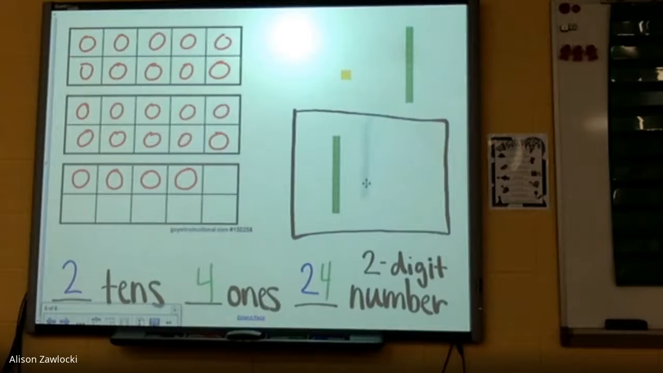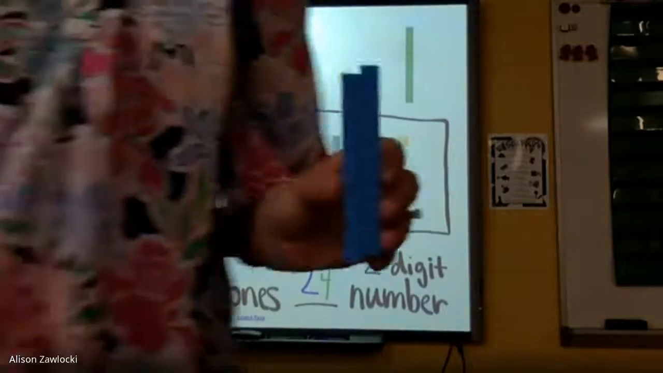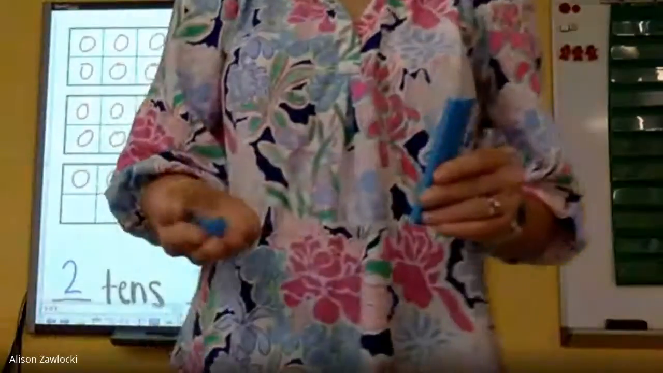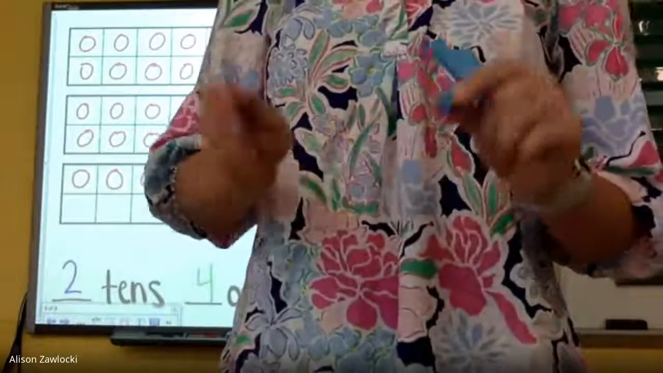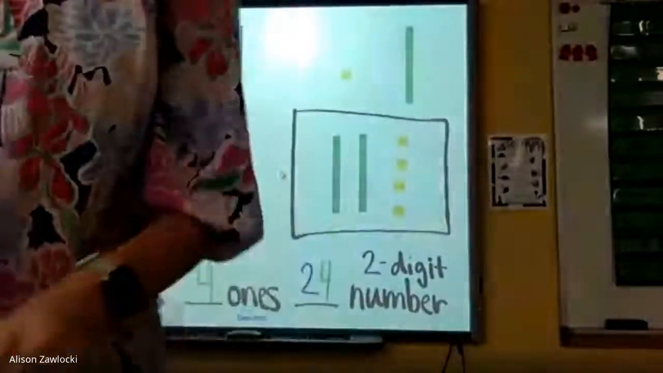1, 2. So did you have 2 tens? Did you have 2 tens? How many ones do I need? That's right, I need 1, 2, 3, 4. So double check your work and make sure that you had 2 tens, just like this, 2 tens and 1, 2, 3, 4 ones. 1, 2, 3, 4. Very good.